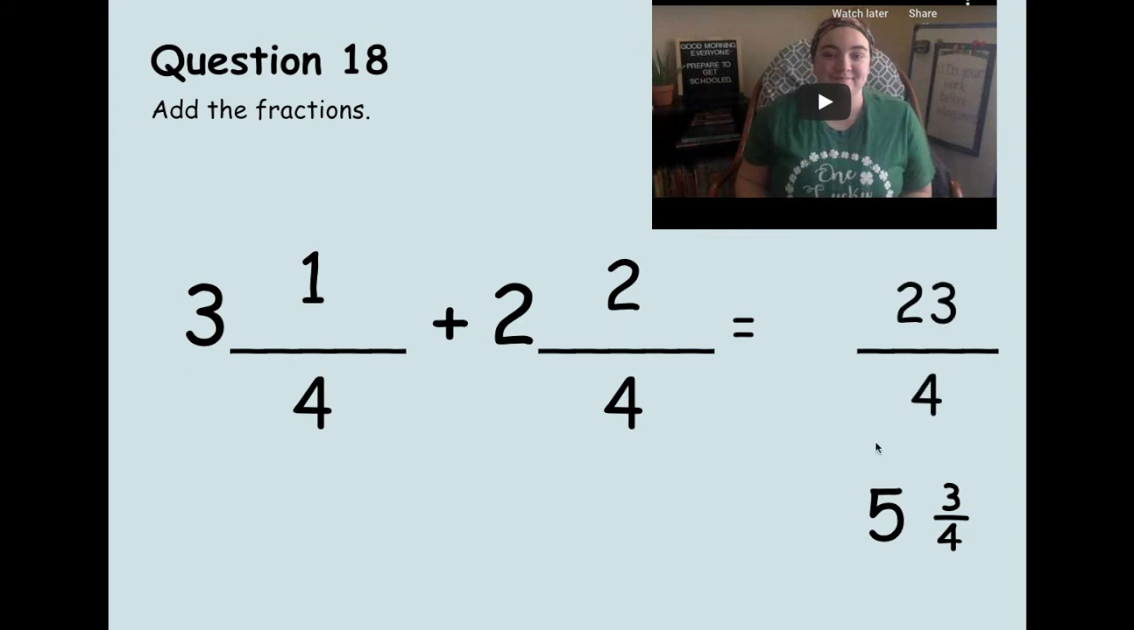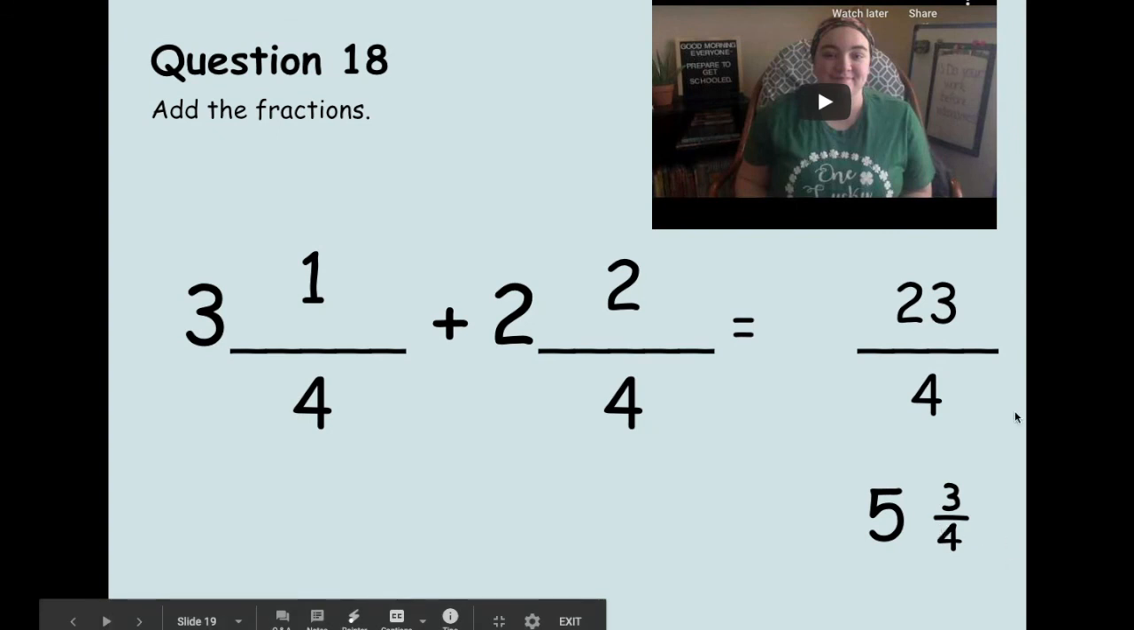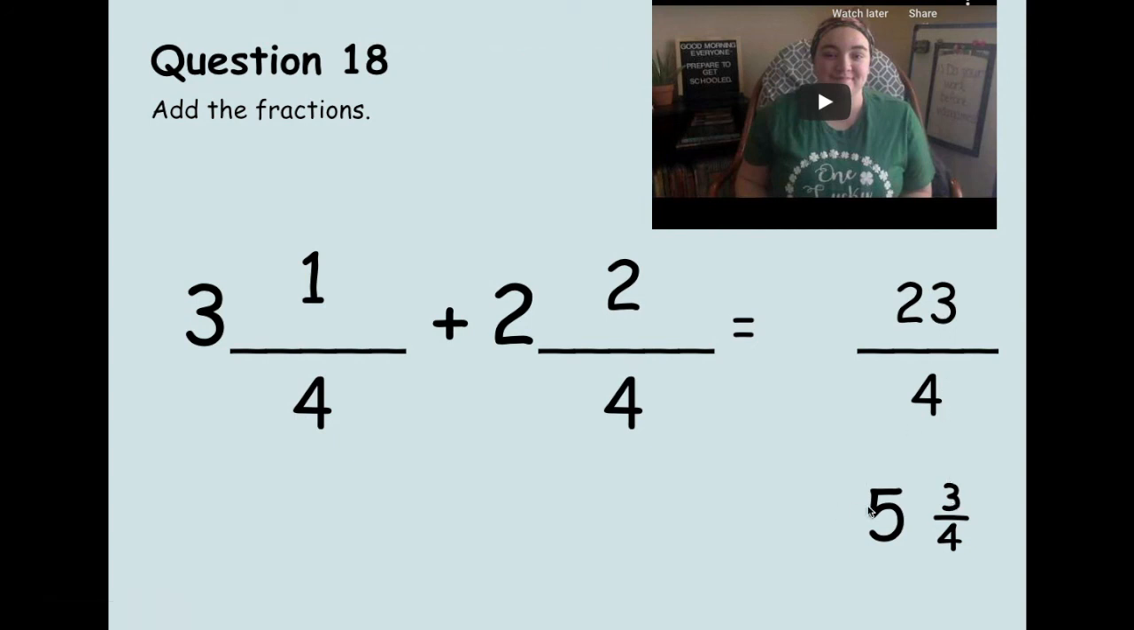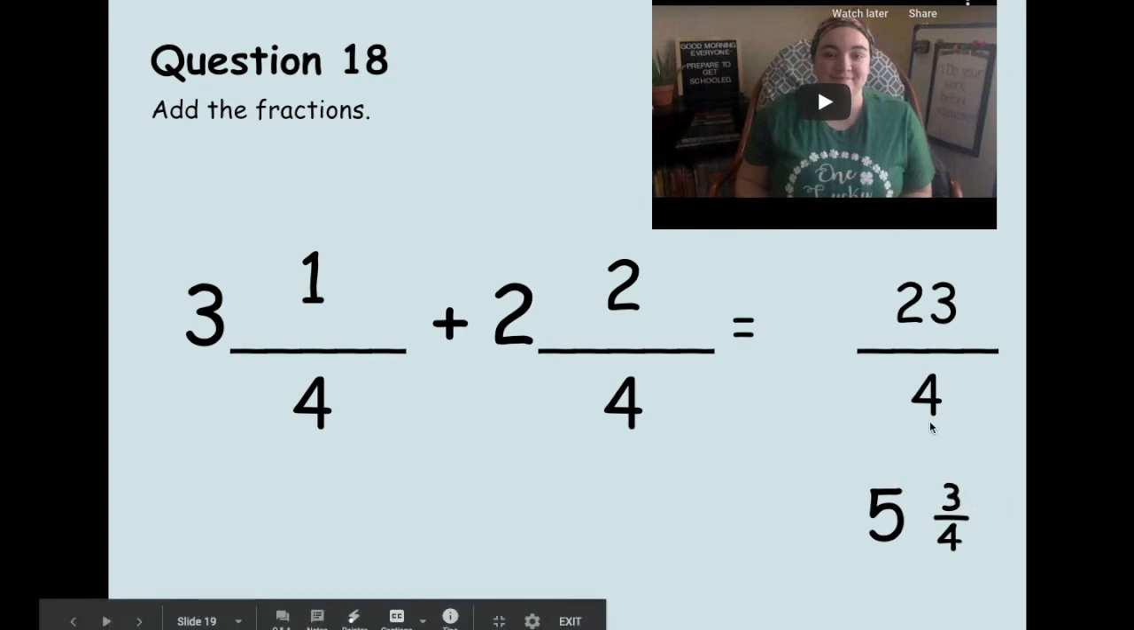And if I were to reduce that, which we'll talk more about later, I would end up with 5 whole sets of 4 with 3 left over. So it kind of becomes like division. If I were to divide 23 by 4, I should get 5 as my quotient with a remainder of 3. And that's kind of what we were getting at when we were talking about division a couple weeks ago.